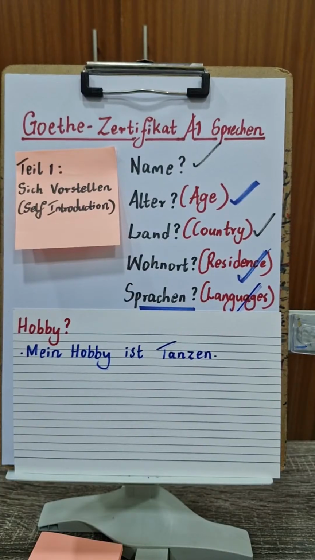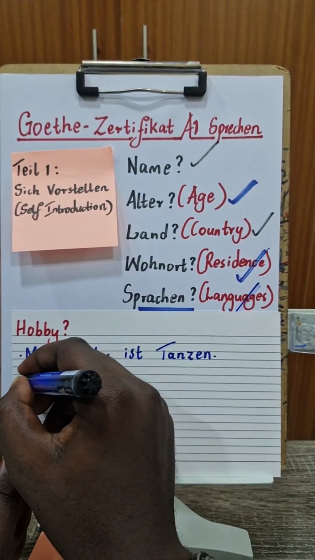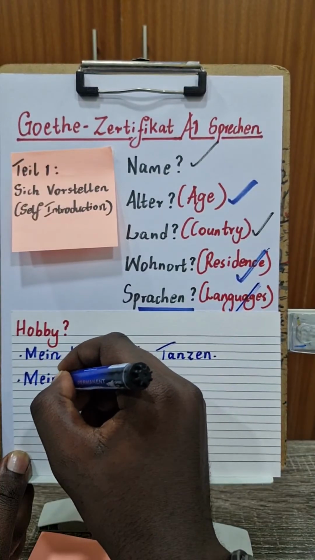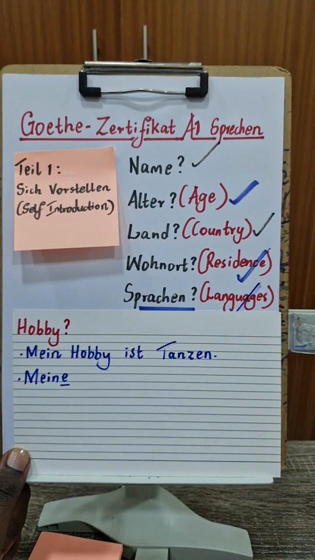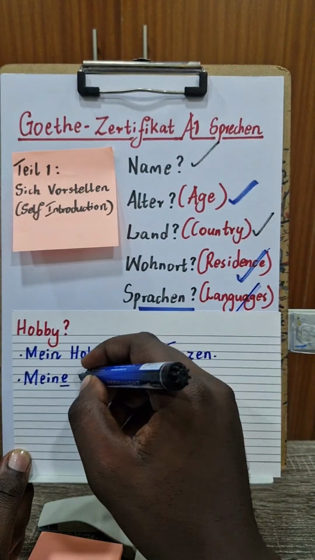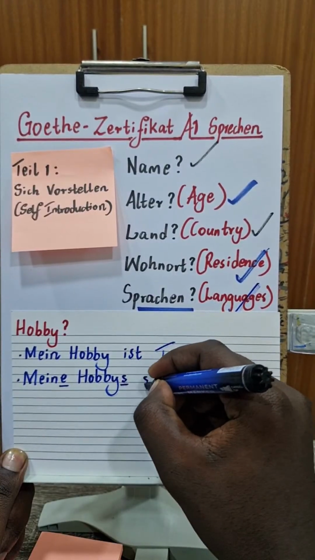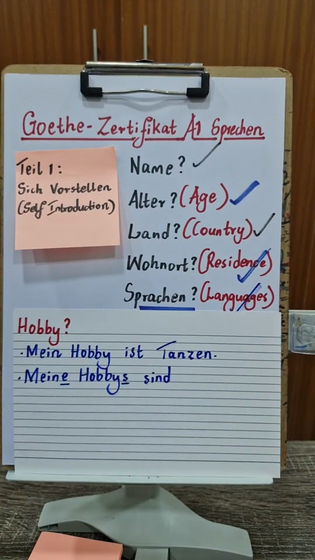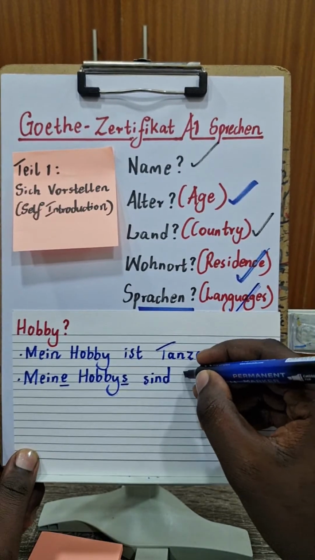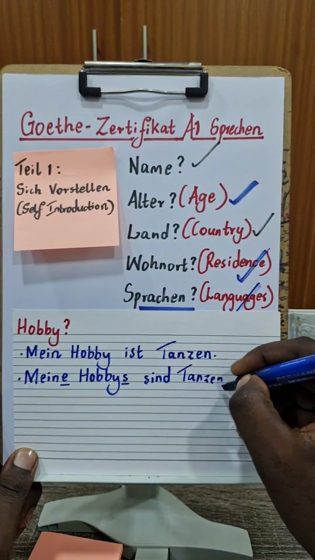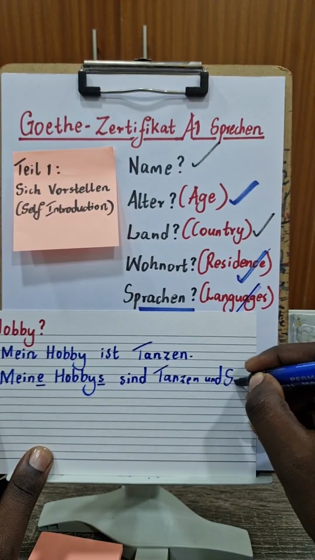But if you're going to tell somebody two or even more hobbies, you would change and add some endings, so that you would say, meine, look at that, from mein to meine. Meine Hobbys sind. Kind note: if it's one, mein Hobby ist. But if it's two or even more, you would say, meine Hobbys sind. So maybe I want to say dancing and singing: tanzen und singen.